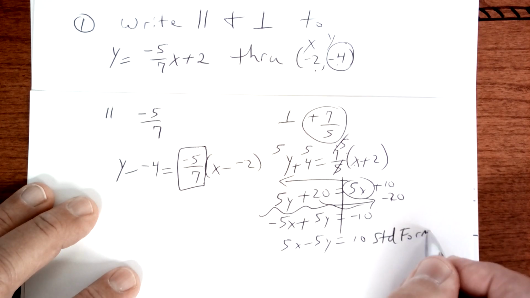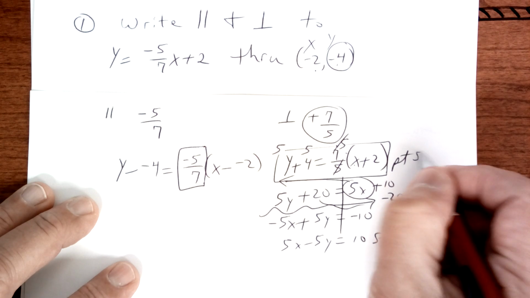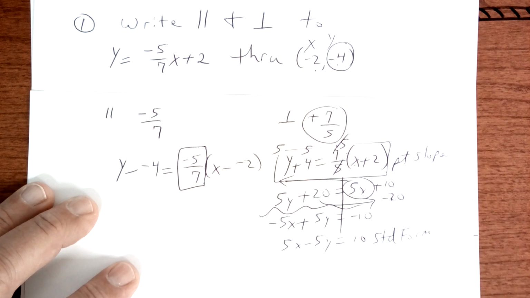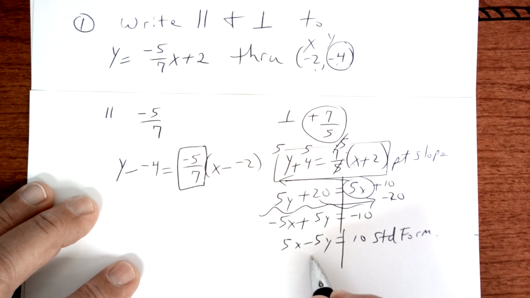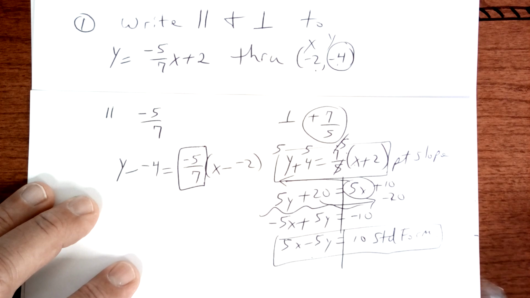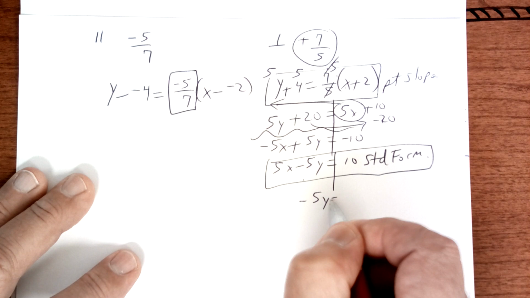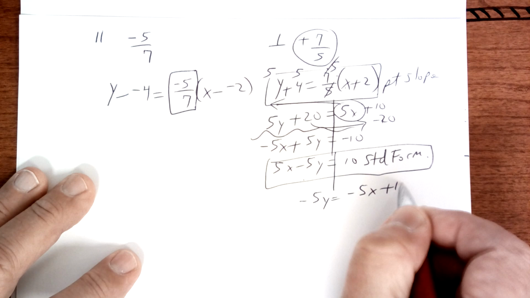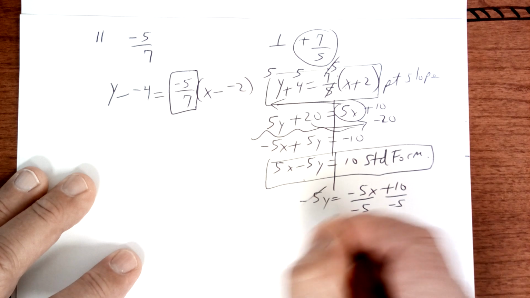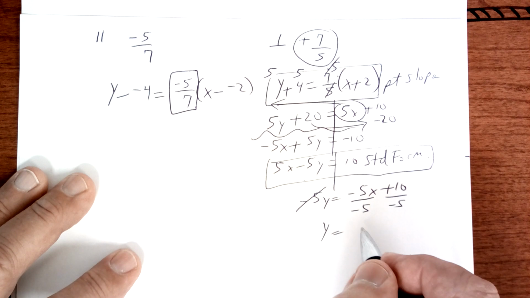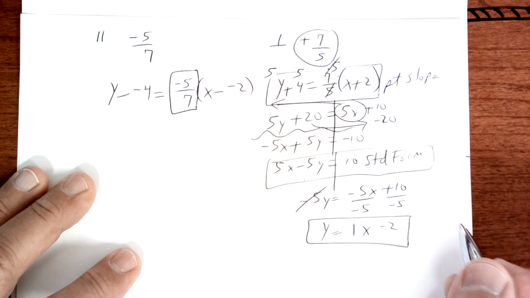Okay? This one was point slope. And then finally, to get y or slope intercept, you're going to solve this equation for y. So to do that, let me slide it up. I'm going to move the 5x to the other side. I'm going to divide by negative 5. And when I do that, I get 1x positive and a negative 2. And that should be slope intercept.